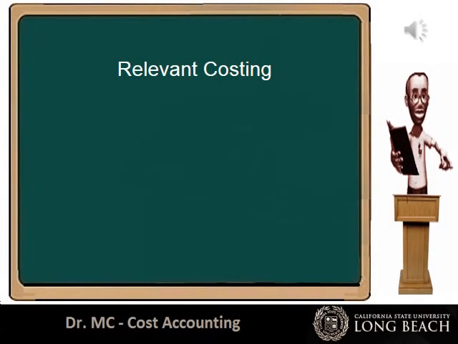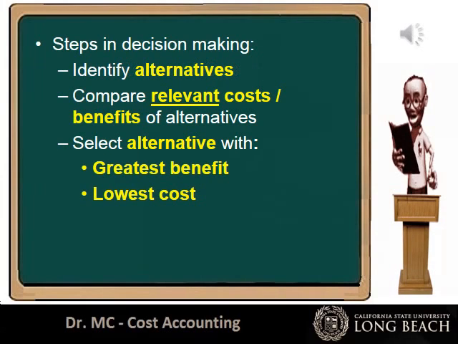In this lecture we will discuss relevant costing. When making decisions, you need to identify the alternative actions that you can take. You then need to identify all of the relevant costs and benefits of those alternatives. You then select the alternative with the greatest benefit or lowest cost.